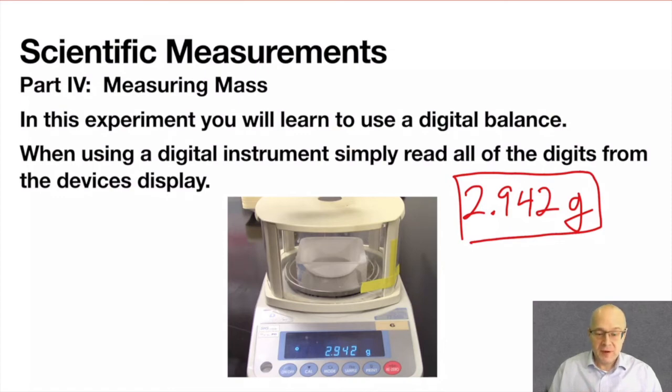Okay? But a lot of students, and I don't know why, will take the digits from the digital scale and they'll round it to the first decimal place. Don't do that. The school paid a lot of money for these scales, so let's use them to their full potential.